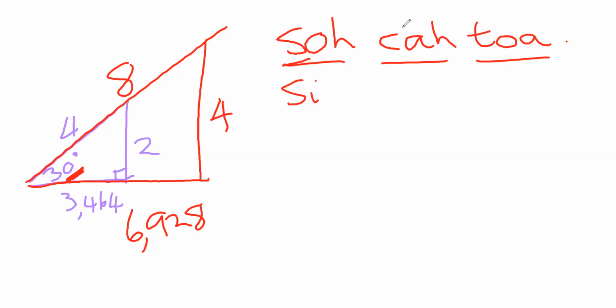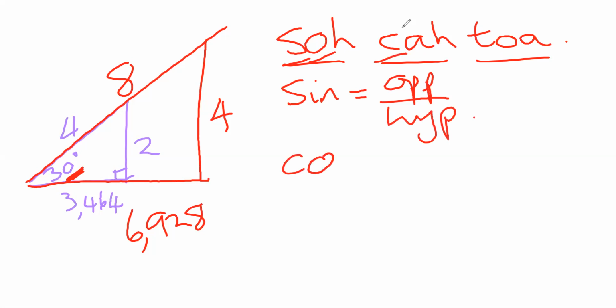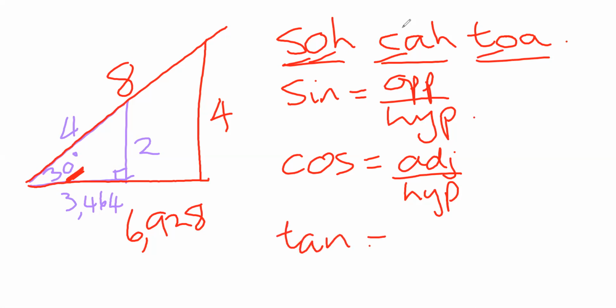Sine equals opposite over hypotenuse. Cosine, these are the abbreviations now, is adjacent divided by hypotenuse, and tangent, or tan, is equal to opposite over adjacent. That's all you need to remember for now, but you do need to remember it. You've got to remember it.